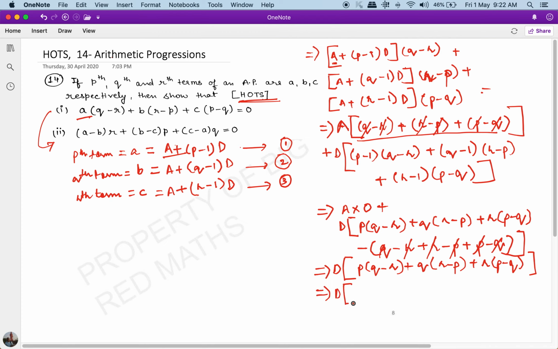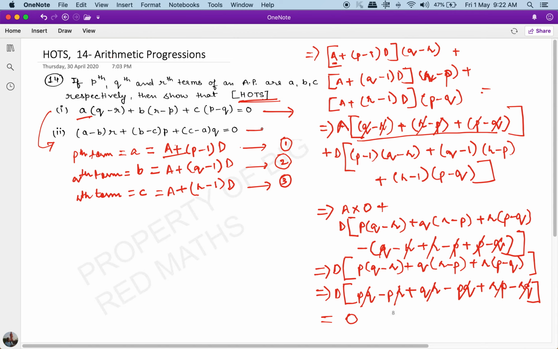Why? You can see here, if I open, I get PQ minus PR plus QR minus PQ plus RP minus RQ. Now see, this PR gets cancelled with RP, minus PQ gets cancelled with plus PQ, and plus QR gets cancelled with minus QR. So eventually this whole thing boils down to 0. Okay, so part 1 of the equation we have solved here by getting everything as 0.